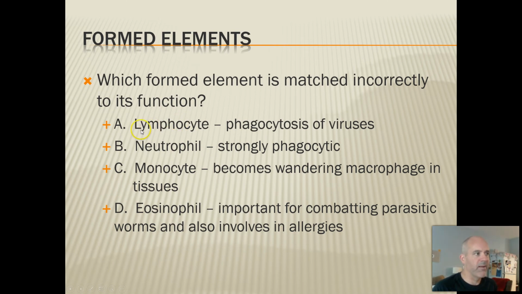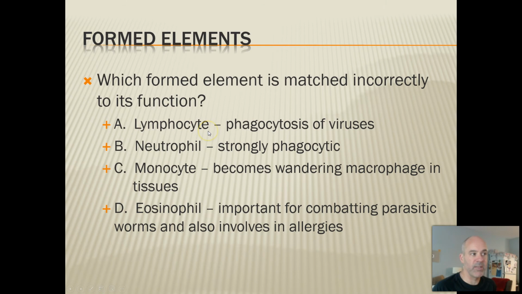All right, how about a lymphocyte, phagocytosis of viruses. Neutrophil, strongly phagocytic. Monocyte becomes a wandering macrophage in tissues. Eosinophil, important for combating parasitic worms, and also involved in allergies. All right, if you've learned your main functions of these cells, hopefully this is the one that jumped out at you. Lymphocytes don't do phagocytosis.